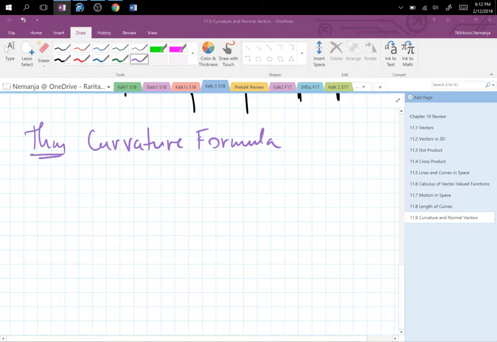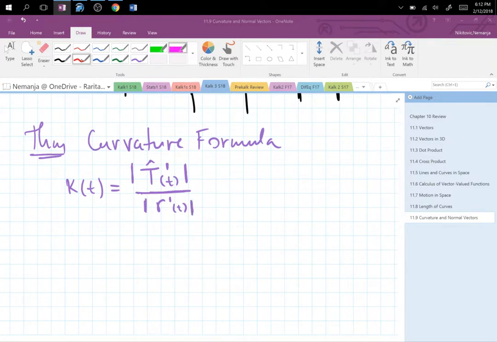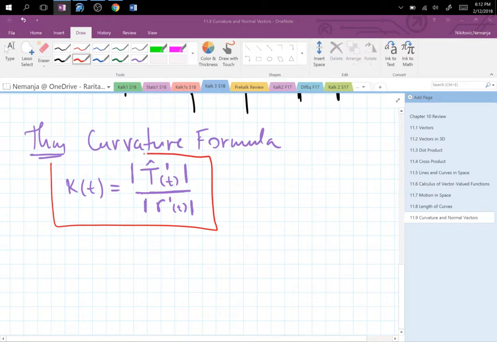So the curvature formula would be that curvature of t is equal to the magnitude of the derivative of the unit tangent vector divided by the magnitude of r prime of t. So these are the magnitudes, and this is the formula that you would use to calculate curvature of whatever vector valued function you have.